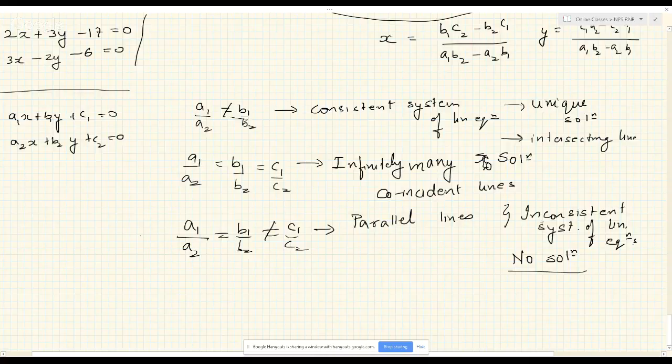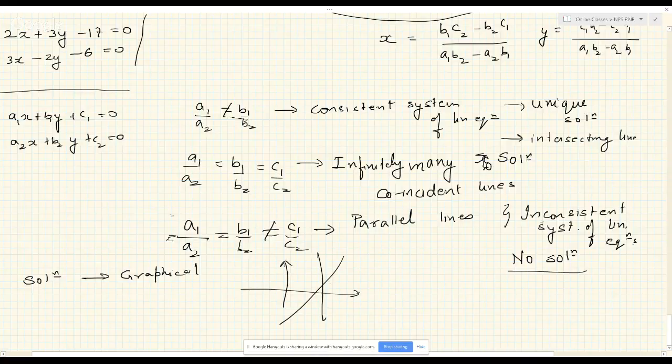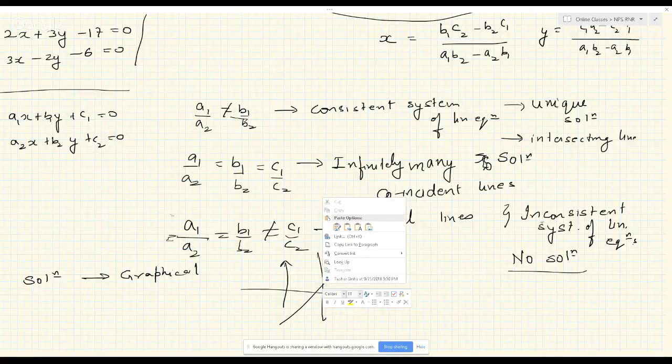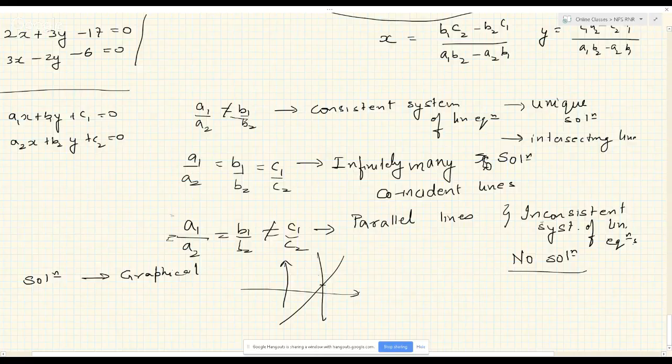Then we saw how to solve the system. One method was graphical, so you have to plot the two graphs, and wherever they intersect, that is the solution. So this is my graph. Let's say this is line 1, this is line 2, so this point is my intersection, this point is the solution, like that.